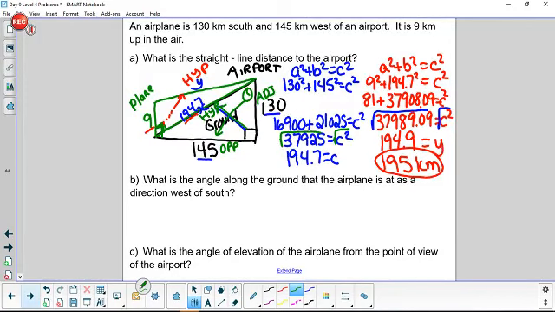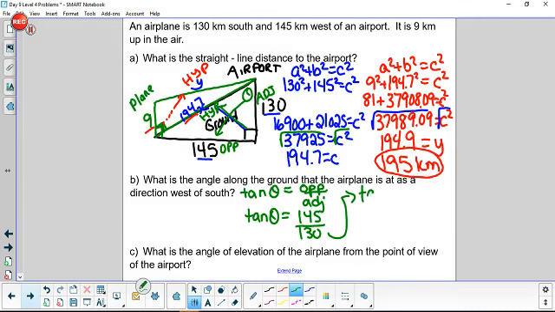So let's use tan. And as I said, it really does not matter. Tan is opposite over adjacent, so we need to use the opposite side we labeled as 145. The adjacent side is 130. So we've got tan theta equals, we divide those two numbers, 1.1153. Then you use the second function tan button on your calculator, and you will get an angle measure of 48.1 degrees.